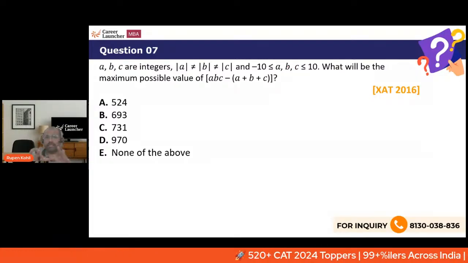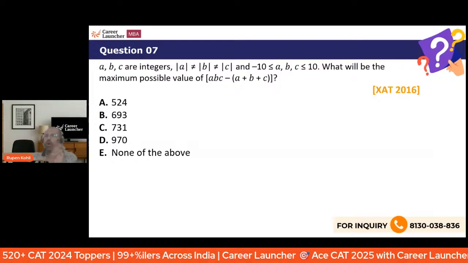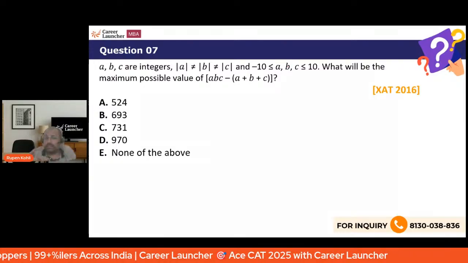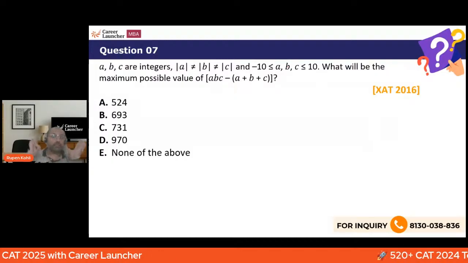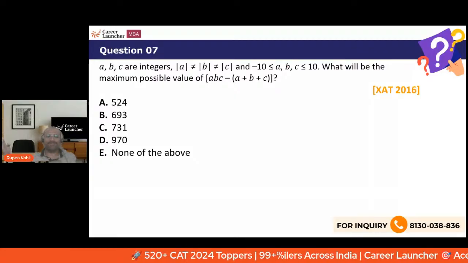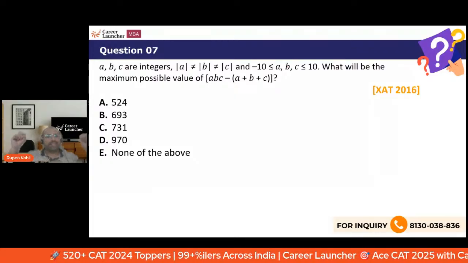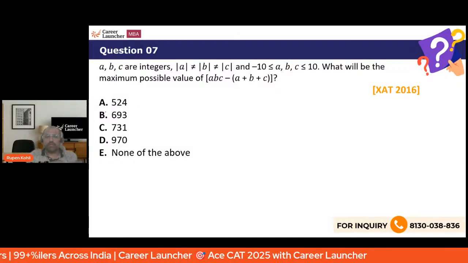Lot of things to digest. Integers not equal in magnitude, in the range of -10 to +10. All the three variables have the same range, but they have this constraint of not just being distinct, but distinct in terms of magnitude also. So I can't have A as 10 and then B as -10. That is also not allowed. What will be the maximum possible value of this expression, which is their product A into B into C minus their sum? We have to maximize this.